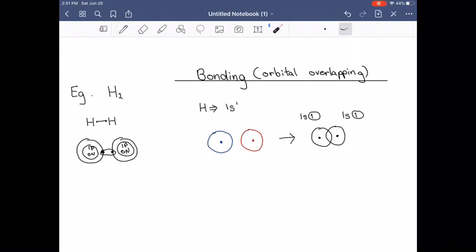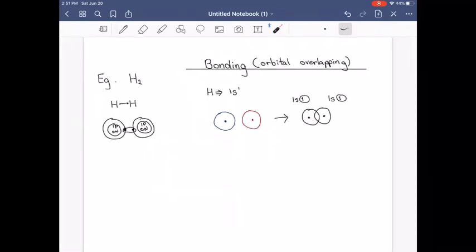So we're going to do a couple more examples. We're going to keep it simple, until, of course, we get a little more complicated by looking at carbon. So let's take a look at another example.